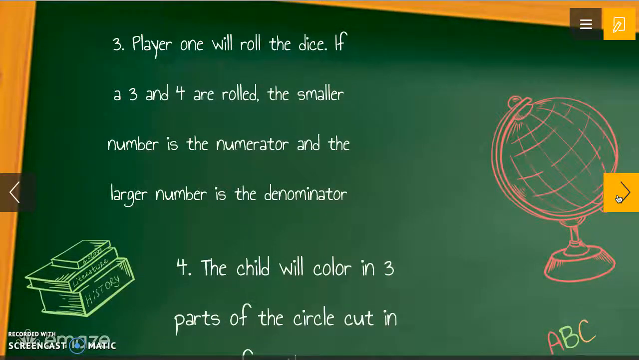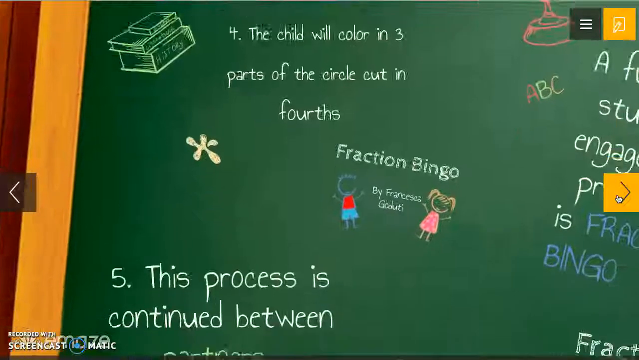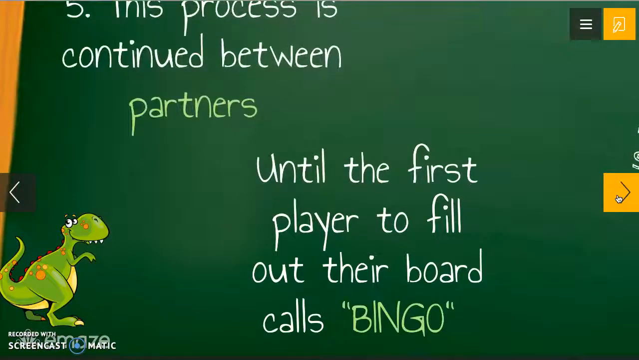Player 1 will roll the dice. If a 3 and 4 are rolled, the smaller number is the numerator and the larger number is the denominator. The child will color in 3 parts of the circle cut into fourths. This process is continued between partners until the first player to fill out their board calls out bingo.